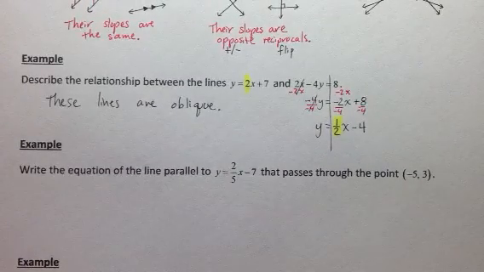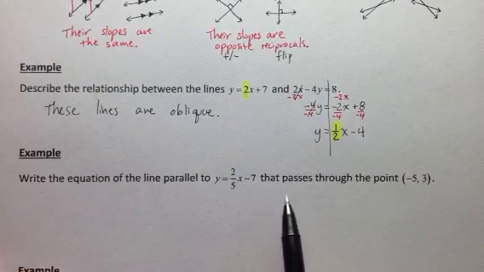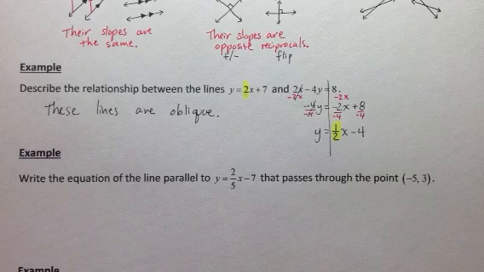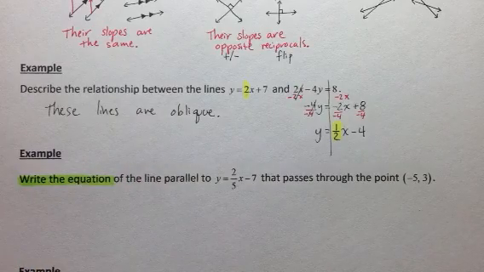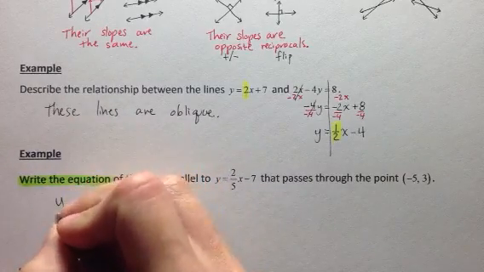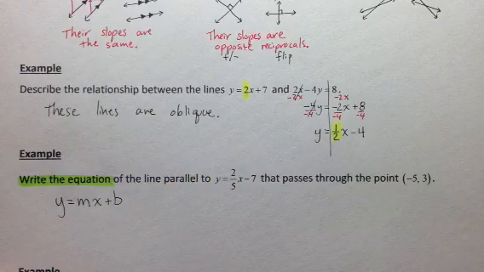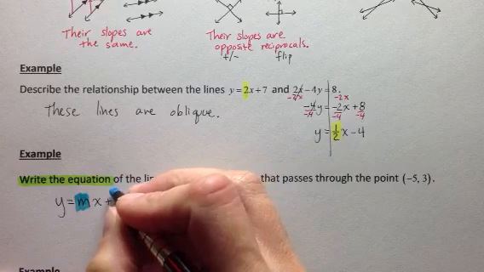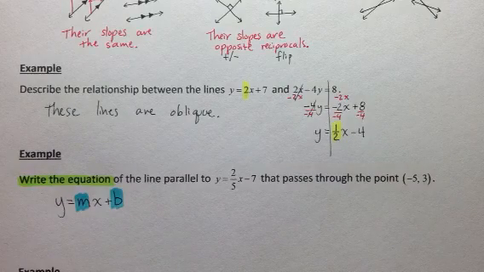Okay, so if I ask you to write the equation of a line parallel to this line that passes through this point. Okay, well, let's pick out the important things here. First of all, they want me to write an equation. That's pretty important. So I like to write down my slope-intercept form just to stay focused. Remember, I need the slope and the y-intercept to define a line.